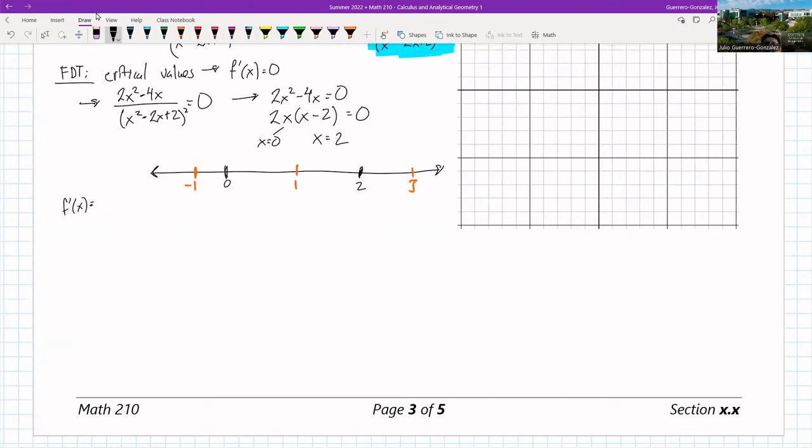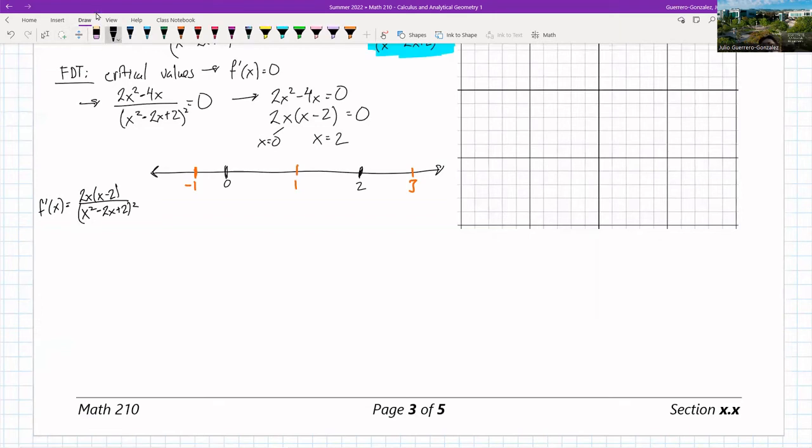So I'm going to rewrite f prime a little nicer: 2x times (x minus 2) over (x squared minus 2x plus 2) squared. Let me grab that and move it over here a little bit more, so I can get a little more space.